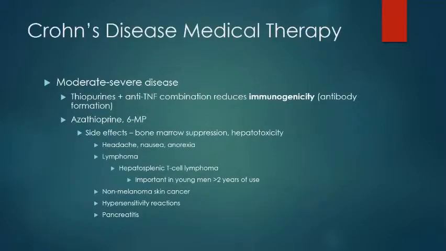For moderate to severe disease, it's similar to UC in terms of the biologics, but we also think about something called the dual approach, which is a biologic like an anti-TNF plus a thiopurine or 6-MP, and that has been shown to reduce immunogenicity or antibody formation and lead to a better response. I'm going to skip over the side effects for azathioprine, but the ones for the boards that are important are hepatotoxicity and cytopenias, so you watch the CBC and the LFTs closely at first, then every 3 months or so.